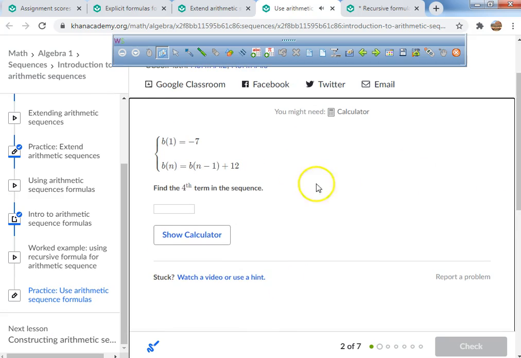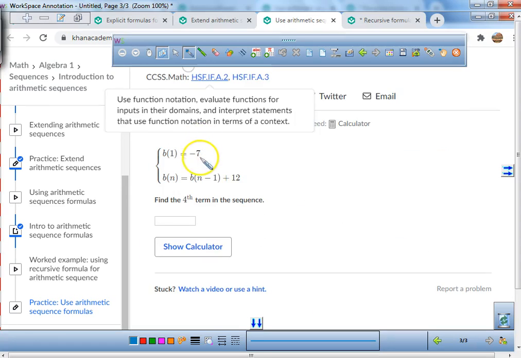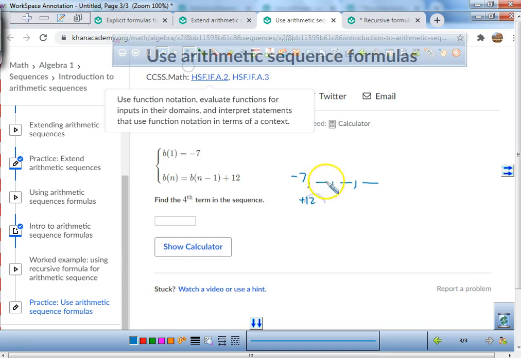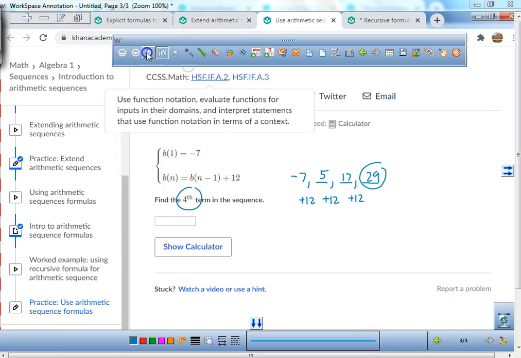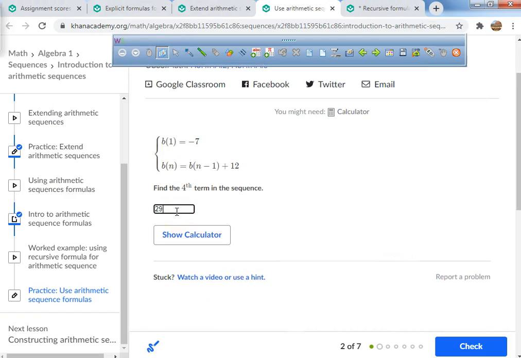This one says find the 4th term in the sequence. Well, we already know our first term is negative 7. That's the first, second, third, and fourth. What are we going up by? We're going up by 12, so I'm just going to add 12. Adding 12 to that gets me to 5. Add 12 to that, puts me at 17. Add 12 to that, puts me at 29. That's going to be my 4th term in the sequence. So put 29.